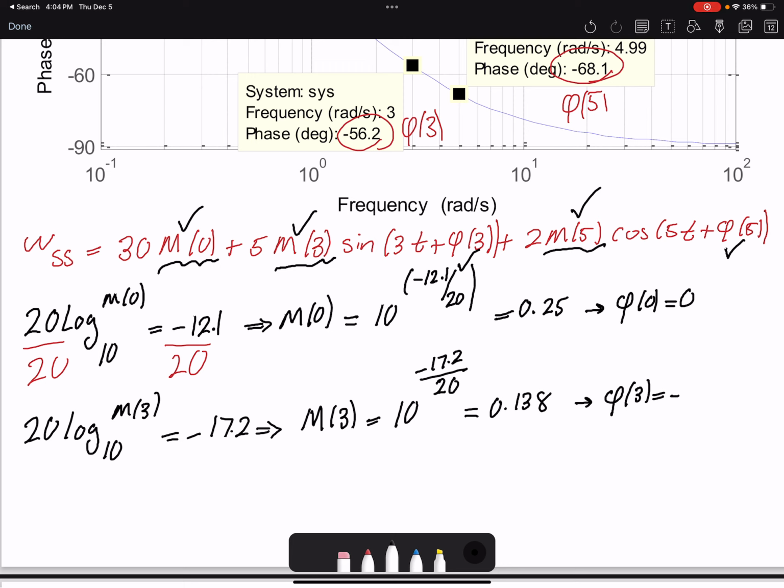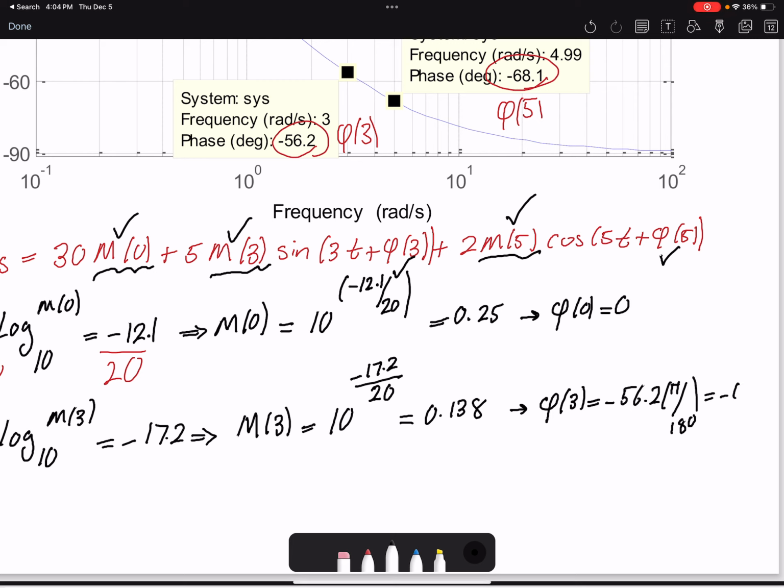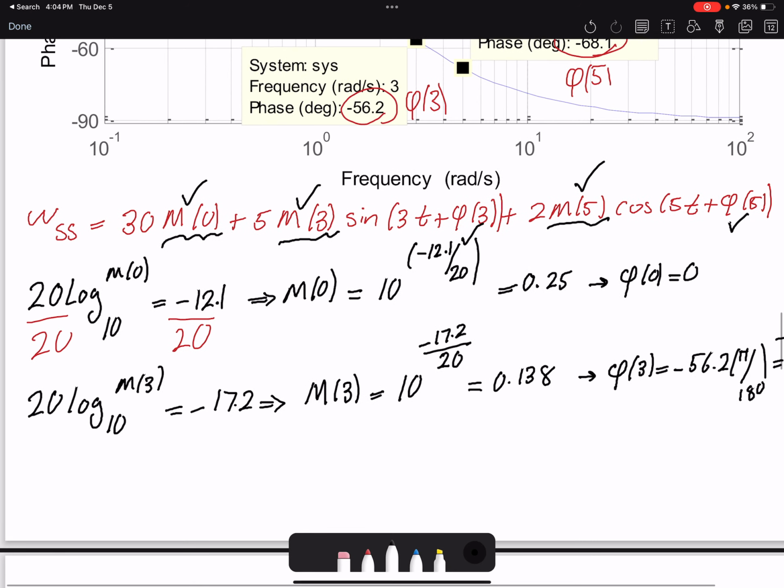Here I have the phase. I have to make a change to radians because the rest of the function is in radians. So I have to multiply it by pi over 180, which gives negative 0.98. So there is a change to do for phase as well, changing it from degrees to radians. There is a way to plot Bode in radians as well, but degrees is more common, and the default of MATLAB is degrees.